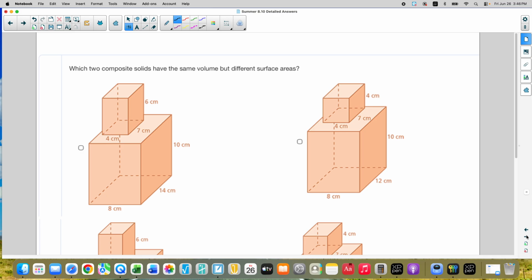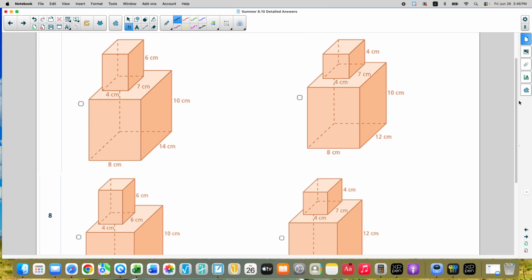Which two composite solids have the same volume but different surface areas? Okay, that's a really fun, cool question. I like that. Do the solids have the same volume? All right, let's look and see who has the same volume.